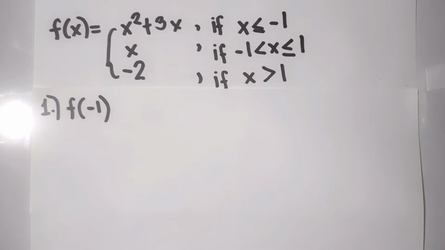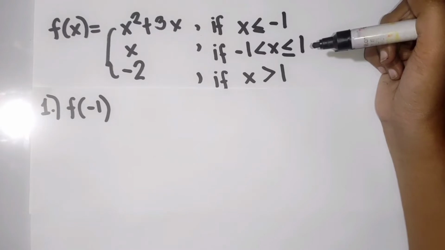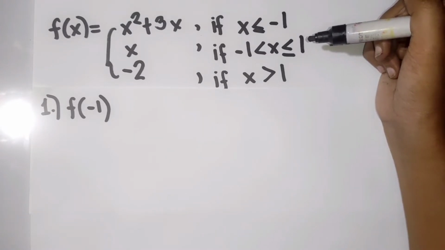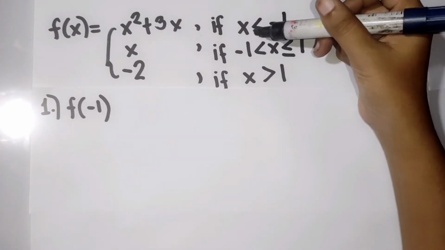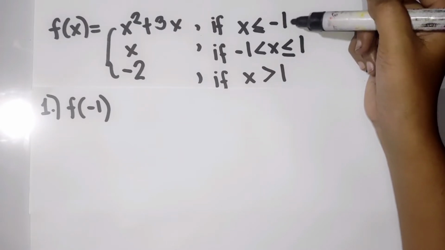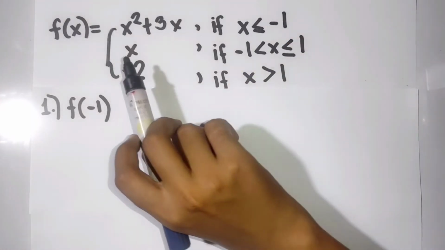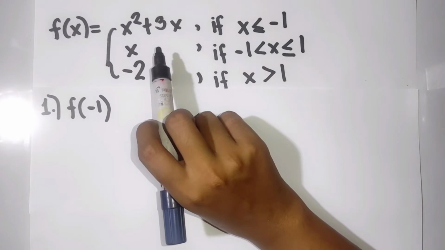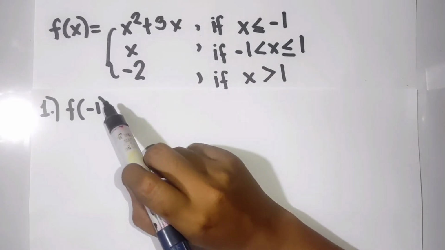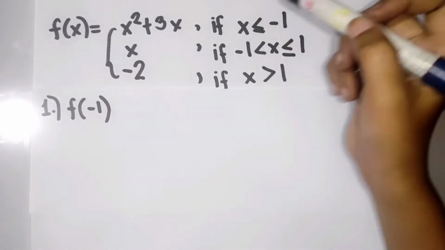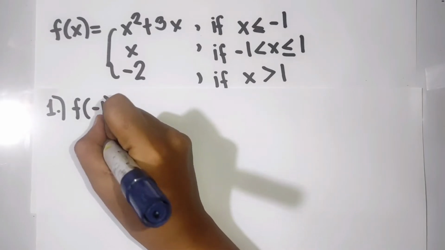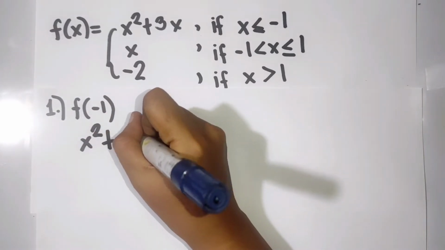First, we have f of negative 1. Let us find on which condition negative 1 falls. It belongs to the first condition. We have x is less than or equal to negative 1. Therefore, we will use x squared plus 3x, because again, that is where negative 1 belongs.